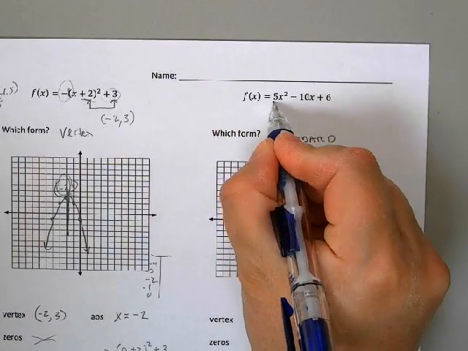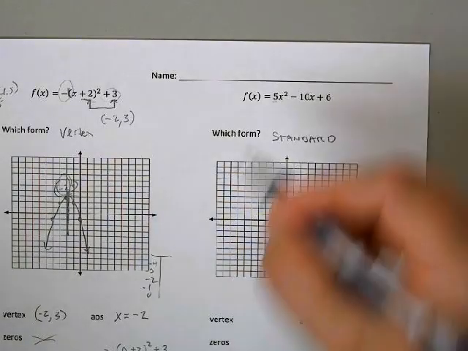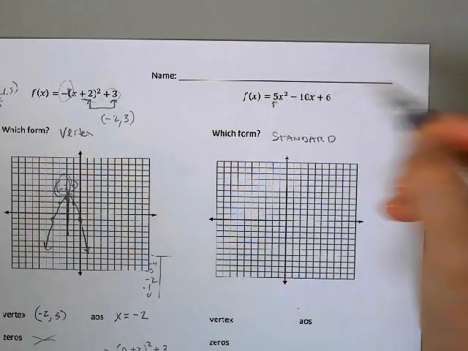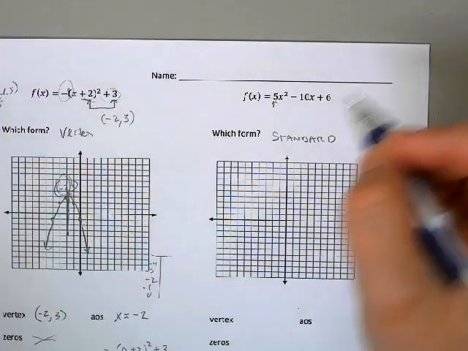Number one, we can tell that the a value means that this is going to stretch by a factor of 5. So instead of the parent function, which goes input 1, output 1, input 2, output 4, this one's going to have a multiplier of 5 for every y value. So it'll go over 1, up 5.